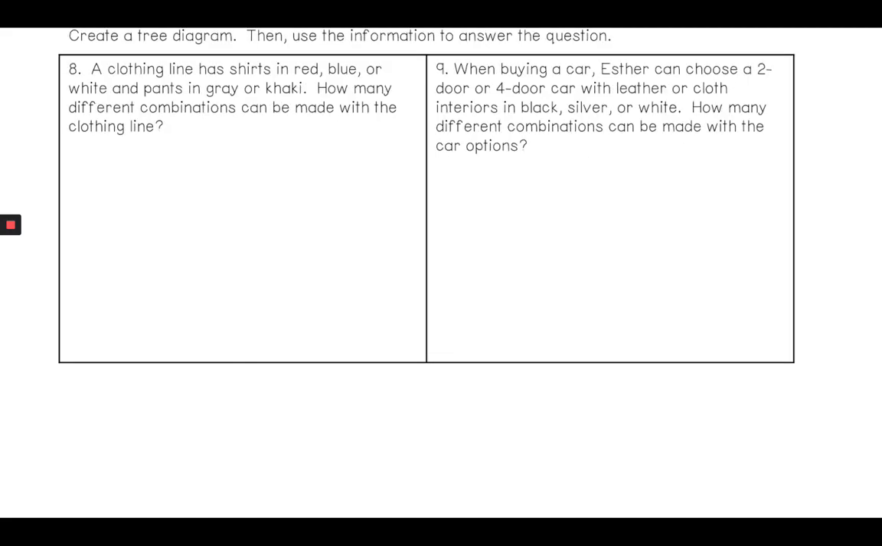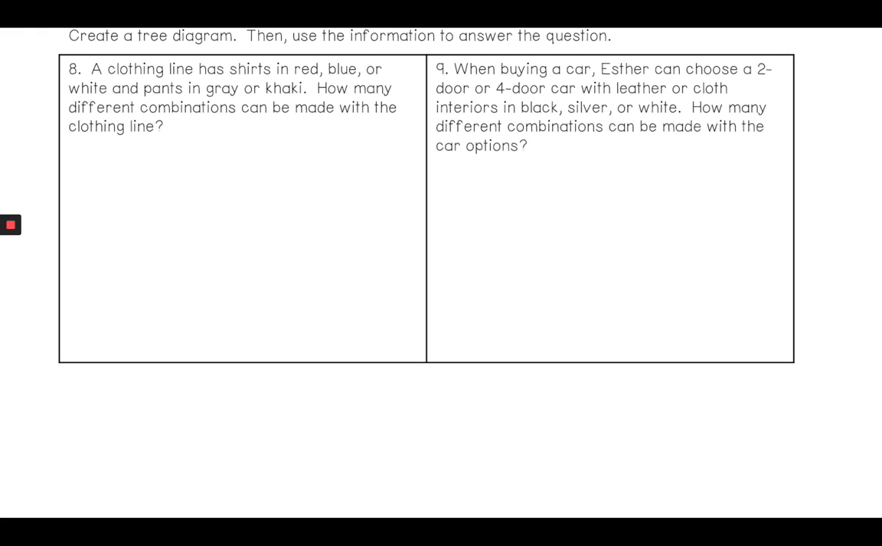Okay, next one. We're going to create a tree diagram again. We're going to use the information to answer the question. A clothing line has shirts in red, blue, and white, and pants in gray or khaki. How many different combinations can be made with this clothing line?